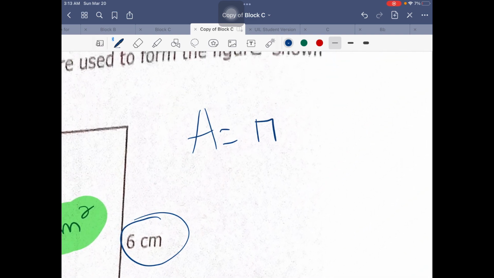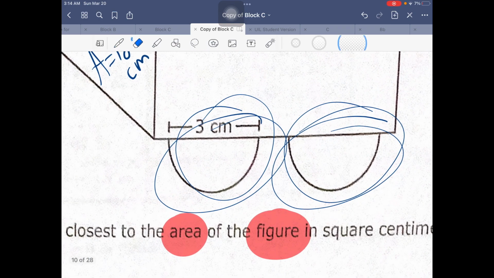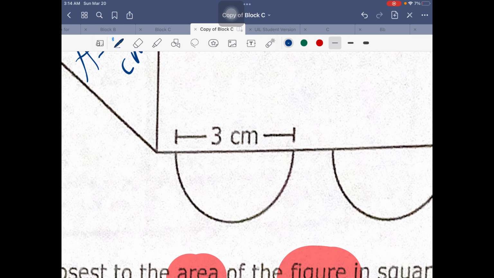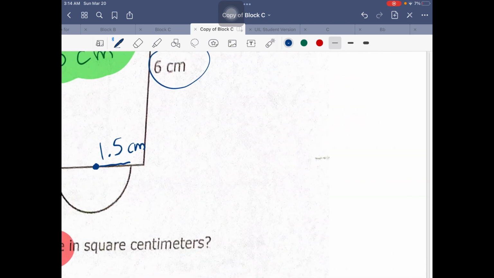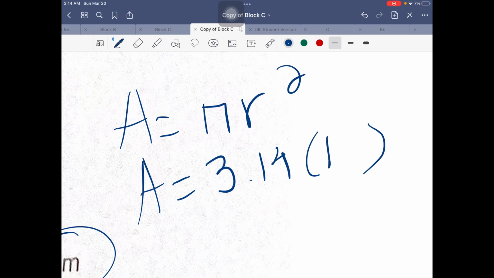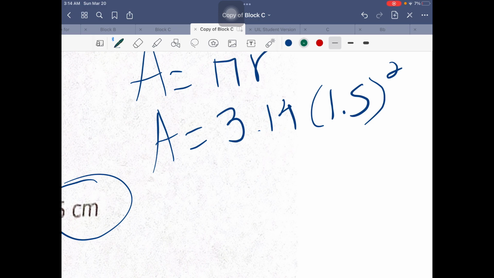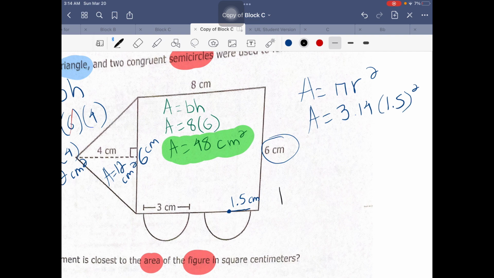And the formula to find the area of a circle is pi r squared. Now, pi represents 3.14, and the radius, what's the radius? Well, the diameter is 3, and because radius is half of the diameter, the radius would be 1.5. So it's 1.5 squared. That means I'm going to have to multiply 1.5 times 1.5.